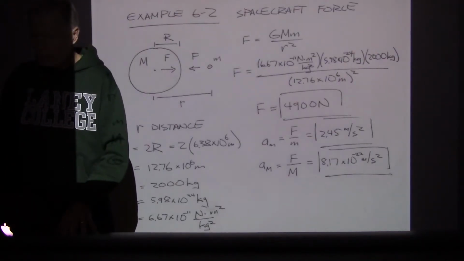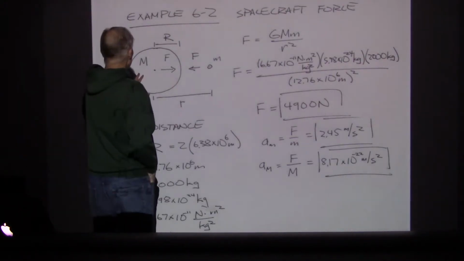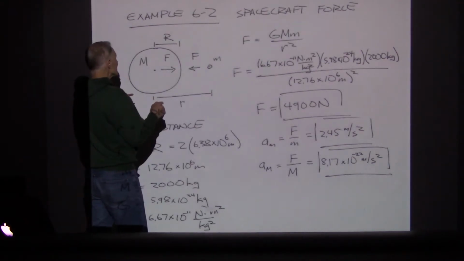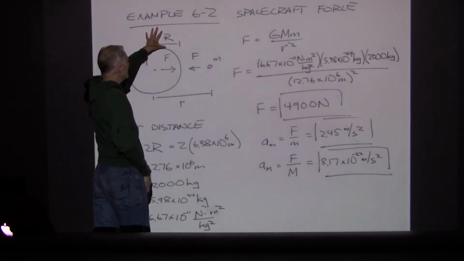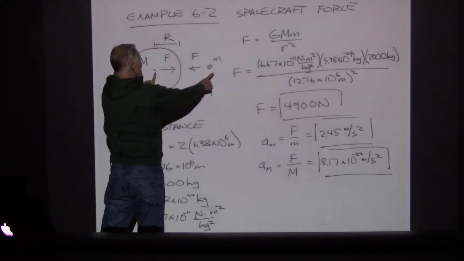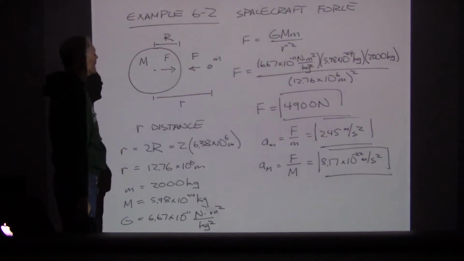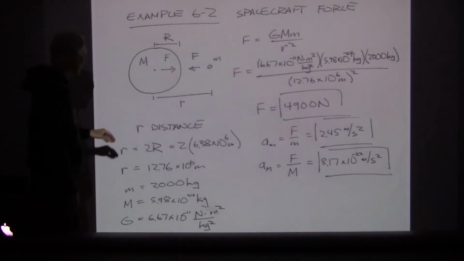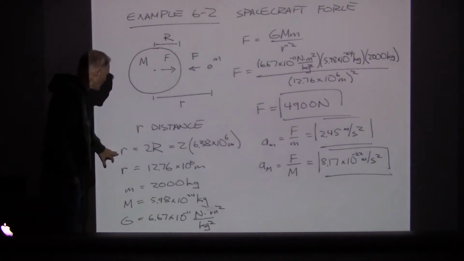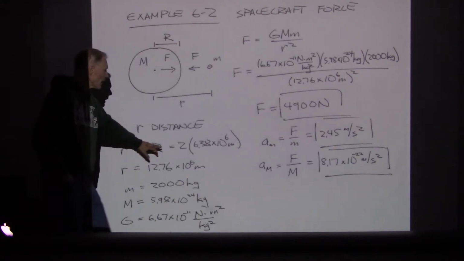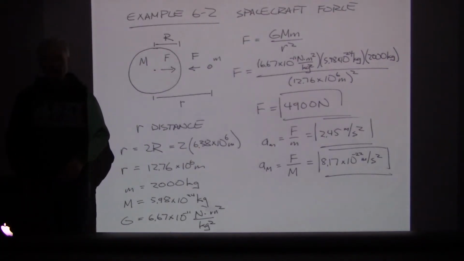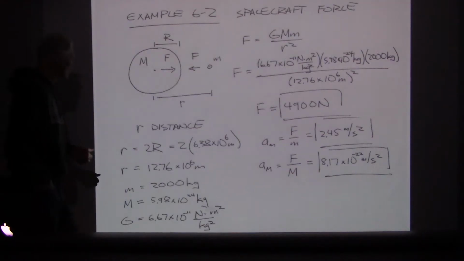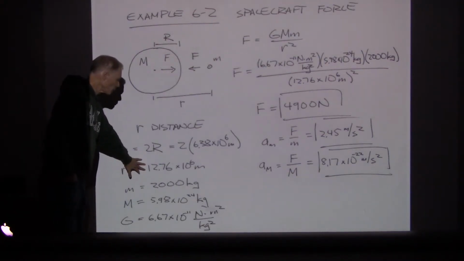All right, let's take a look at this. So I'm going to set up a diagram. Now remember the distance that we want. I'm going to use a big R for the radius of the Earth, and I'm going to use little r for the center-to-center distance between the Earth and a spacecraft that's in orbit. Now, little r is equal to 2 times big R, and big R was given as 6.38 times 10 to the 6th meters. So when I double that, I'm getting 12.76 times 10 to the 6th meters.